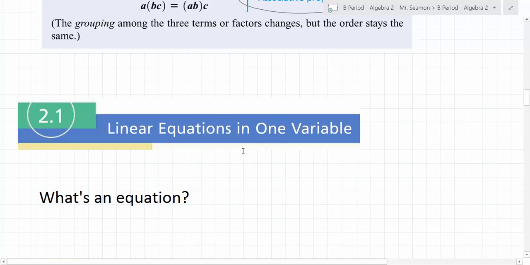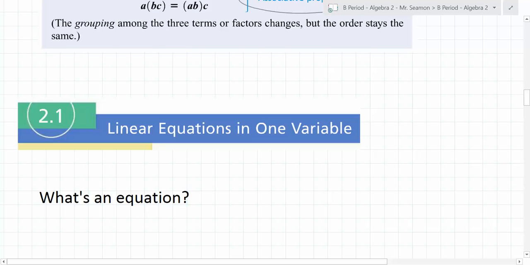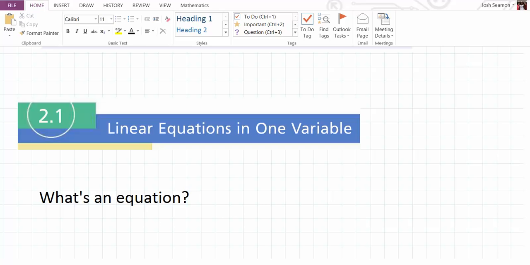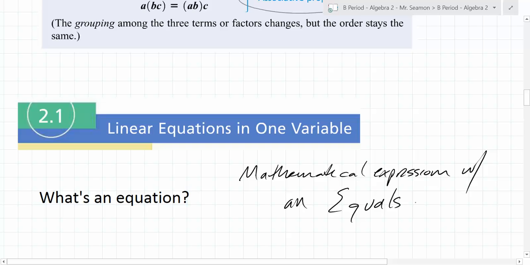But this is what we're really going to spend most of our time with today: equations. And the big question is, what is an equation? Can someone give me the simplest definition they can think of for an equation? It's right there in front of you. Yeah, it's something that equals something. It's a mathematical expression with what? Yes, with an equal sign.